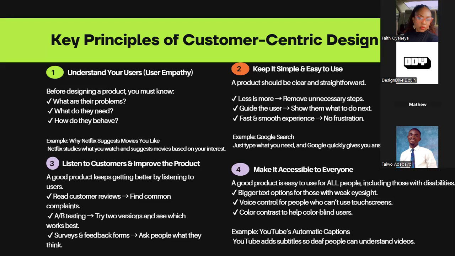All right, number two. Number two is that you should keep your design simple and easy to use. So don't add too much complicated stuff. For example, most especially when you are building MVPs, version 1 of a product, keep it very easy and simple to use.